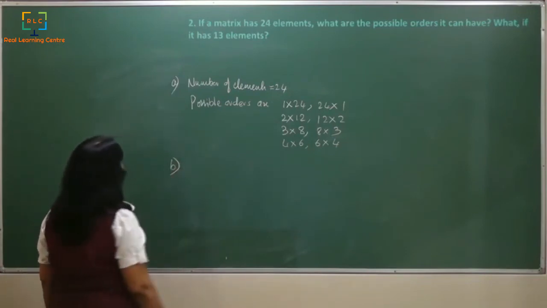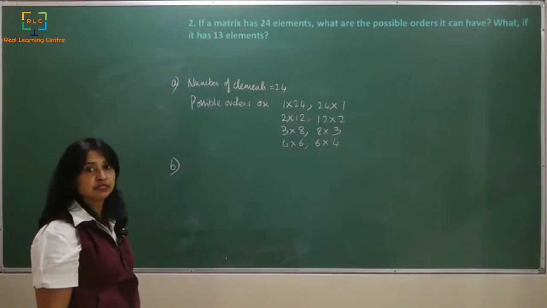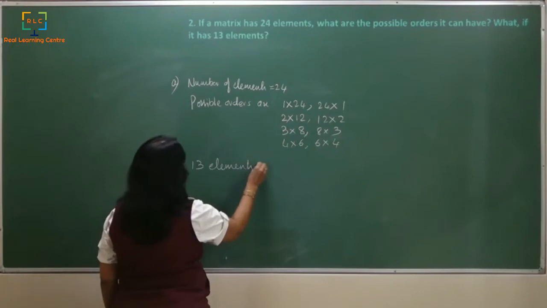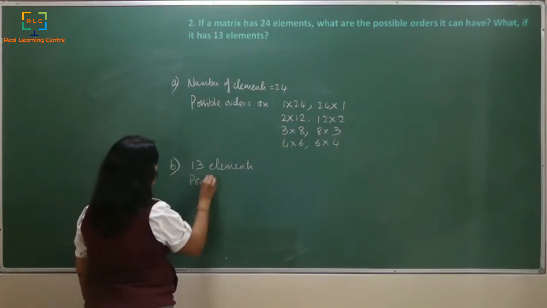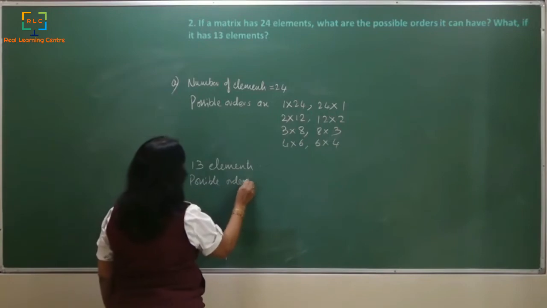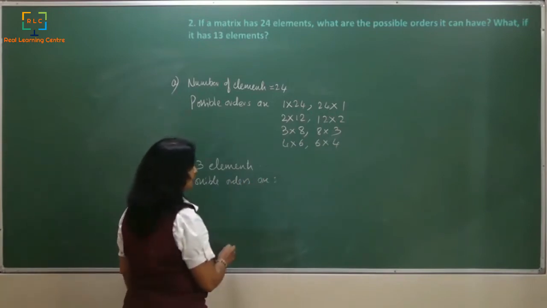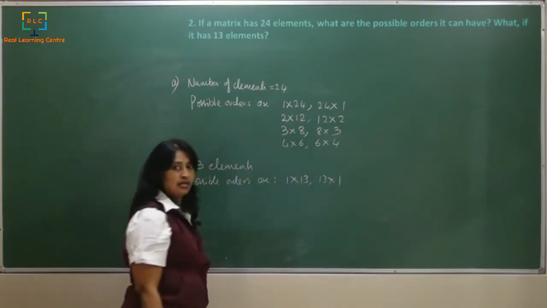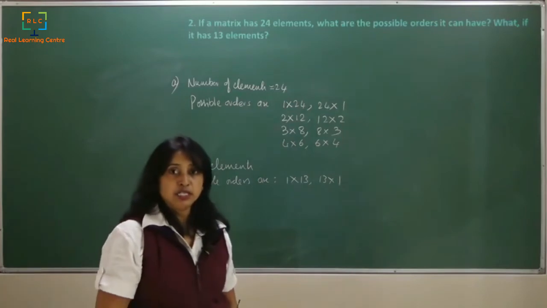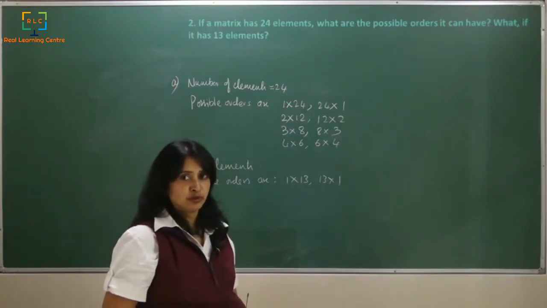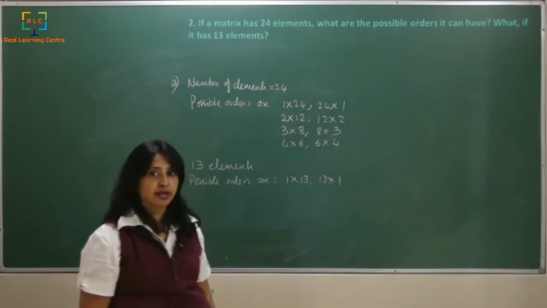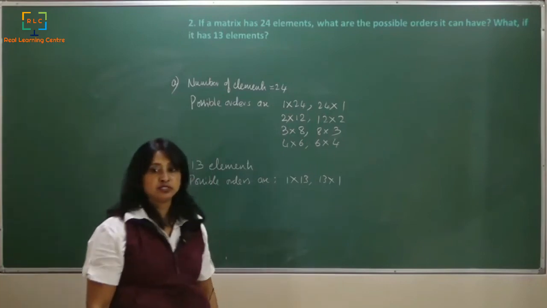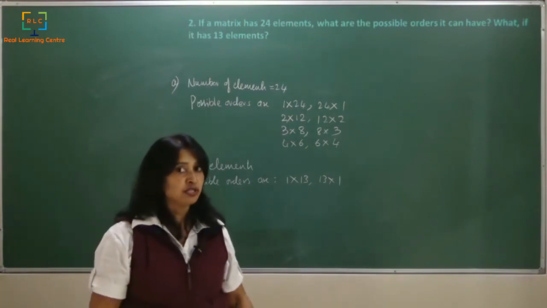Now we'll go to the second part of the problem. You have been given 13 elements. So if you are given 13 elements, how many possible orders are there? The possible orders will be 1 cross 13 or 13 cross 1, because 13 elements cannot be equally distributed in 2 rows or 3 rows and so on. The other way of telling is 13 is a prime number. It has only 2 factors, 1 and itself. So the arrangement is possible only in these 2 ways.